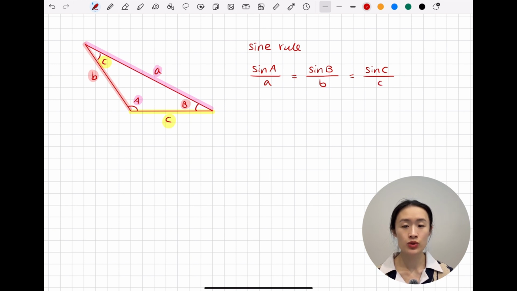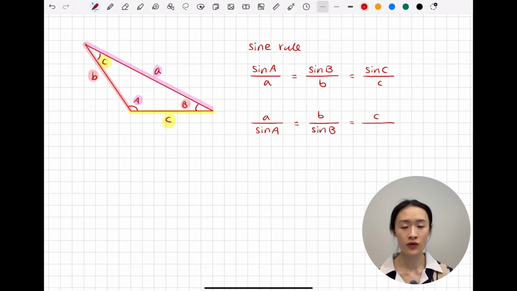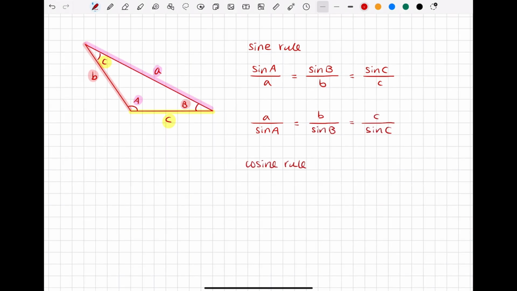And this is true if we find their reciprocal. So A over sine A is the same as B over sine B or C over sine C. Next, we need to know what the cosine rule is. So the cosine rule says A squared equals B squared plus C squared, subtract 2BC times cos A. Now, we also need to be able to rearrange for cos A. Sometimes the unknown is the angle, and we need to be able to rearrange it.